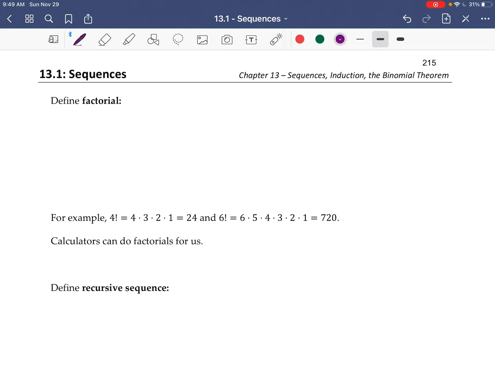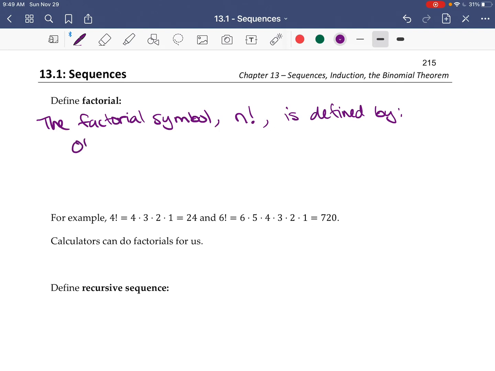Okay, so the factorial symbol, we call it n with an exclamation mark. So the exclamation mark is the factorial symbol, and it is defined by: 0 factorial is 1, and 1 factorial is also 1. And then if you want n factorial for anything bigger than 1, what you do is you take n and you multiply it by all the integers that are less than it, until you get to 1.